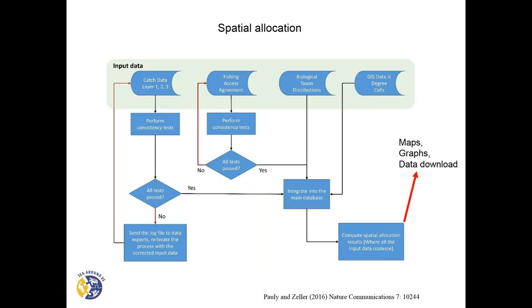In the top left, you see the catch data that we alluded to so far, the reconstructed catch data, which is separated into three data layers, purely for technical reasons. I can answer the question later, but I don't want to go into details of these layers at the moment, but they comprise the reconstructed catch data. We combine that with two other data sources. One is the fishing access information or fishing access agreements. Basically, we've built a database of fishing access which determines which fishing country has permission to fish in which other countries' EEZ waters. It not only includes the agreements, such as EU fishing agreements in West Africa, but also observed access.